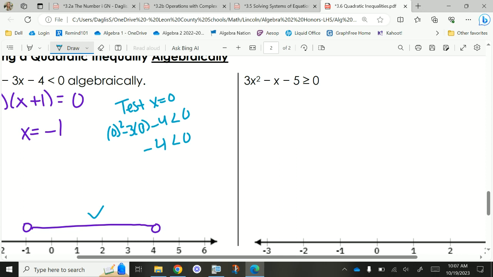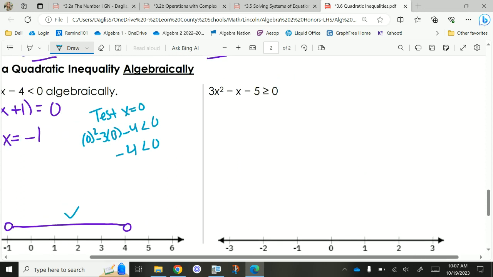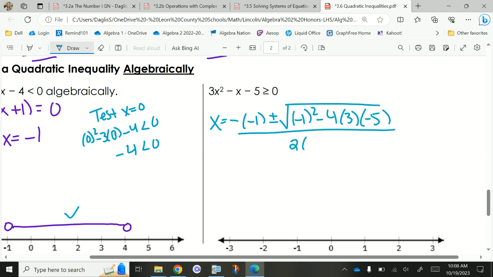We're going to have to use the quadratic formula on this one. I know it's your favorite. That's why I did it for you. You're welcome. So, when we set this up, x equals -b plus and minus the square root of b squared minus 4ac, all over 2 times a.